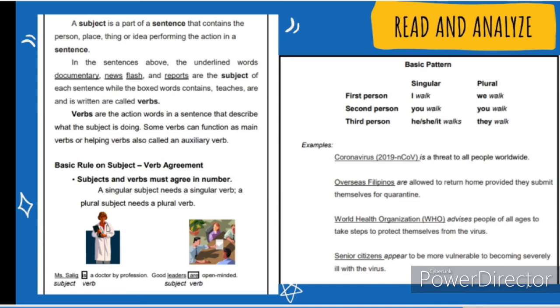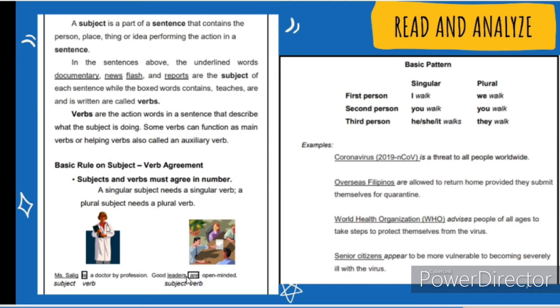Now that you already know how to determine the subject and the verb, you are ready to learn the basic rule in subject-verb agreement. The basic rule says that subjects and verbs must agree in number. Therefore, a singular subject needs a singular verb. A plural subject needs a plural verb.